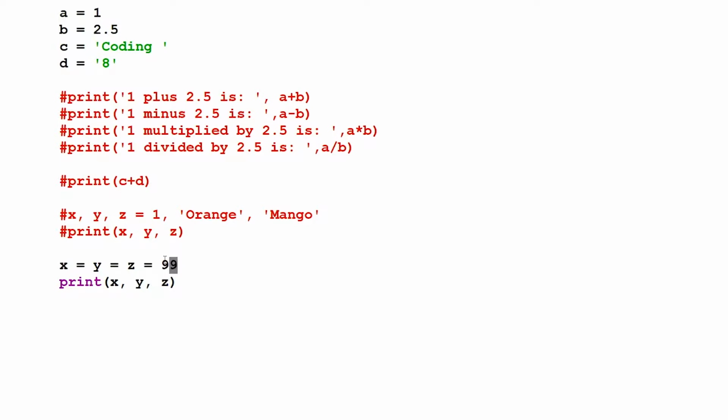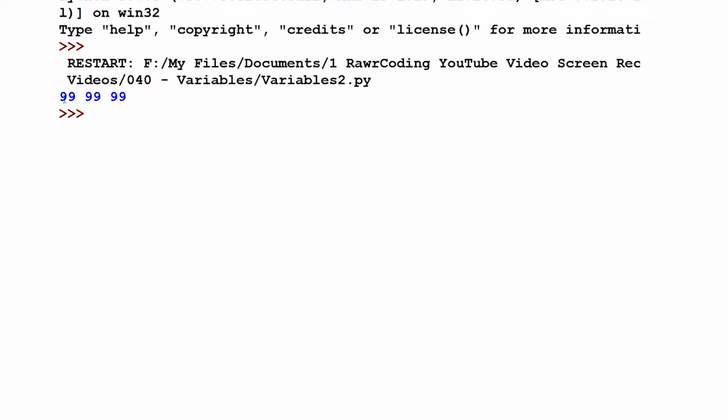We can also assign the same value to multiple variables on a single line. Here we assign the value of 99 to x, y, and z. When we run our program, we can see that x, y, and z all have a value of 99.